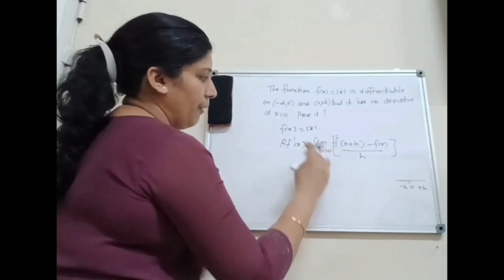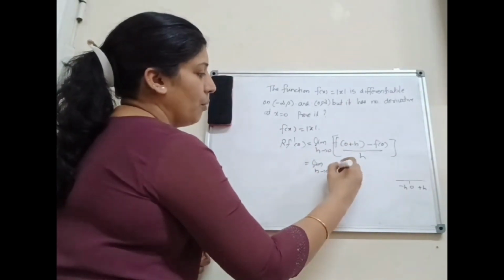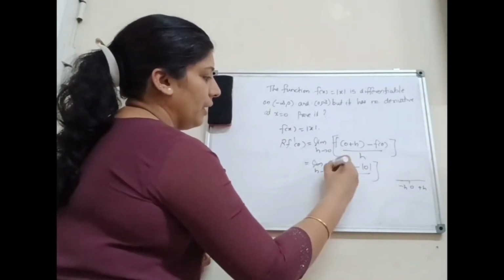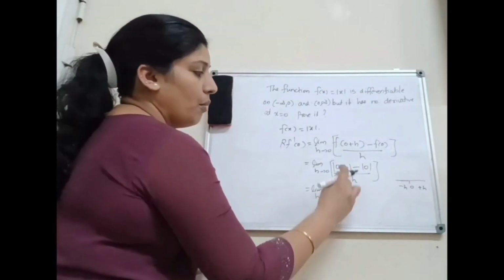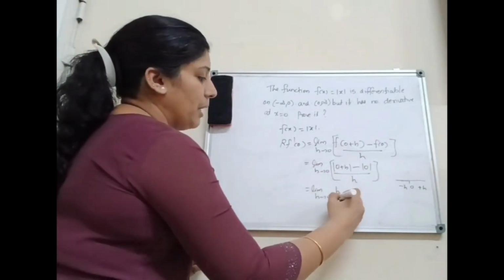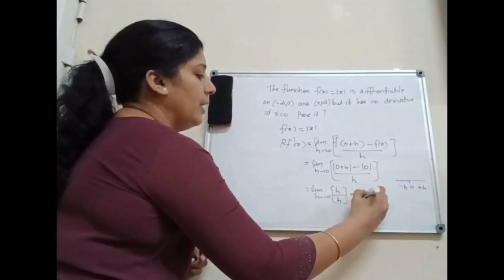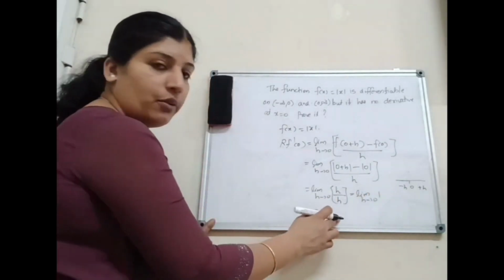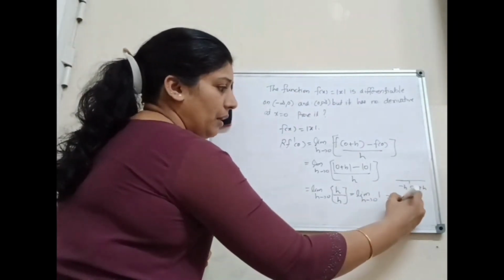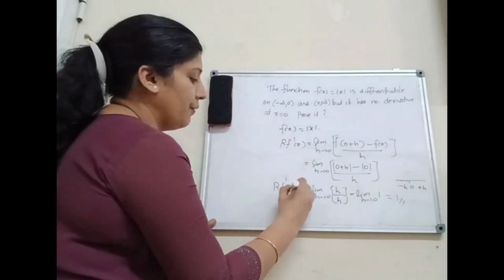Now here, the given function is f of x equal to mod x. Therefore, it can be written as limit h tends to 0, f of 0 plus h can be written as modulus of 0 plus h minus f of 0 is mod 0, divided by h. Now here, limit h tends to 0, modulus of 0 plus h, that is h, then mod 0, the value will be 0, divided by h. That is equal to limit h tends to 0, h by h. It is equal to what? Limit h tends to 0, 1. H by h is equal to 1. That implies limit h tends to 0, 1. 1 is a constant. Therefore, limit h tends to 0, 1, the value will be 1 itself. That is, the right hand derivative at x equal to 0, that is R f dash of 0, is equal to 1.